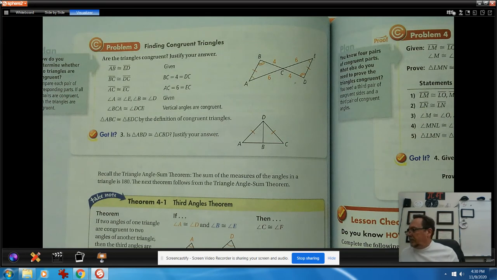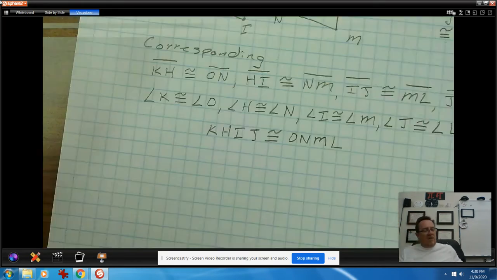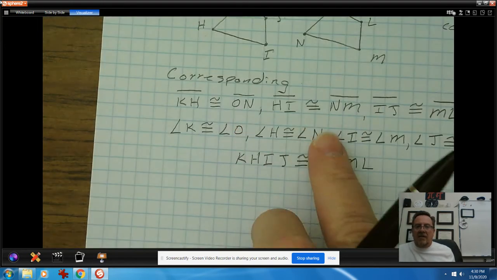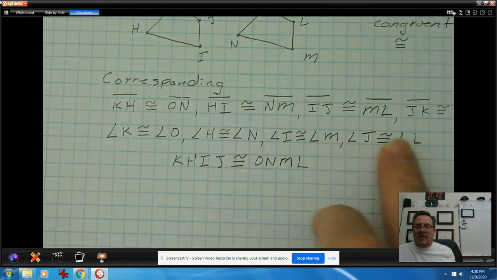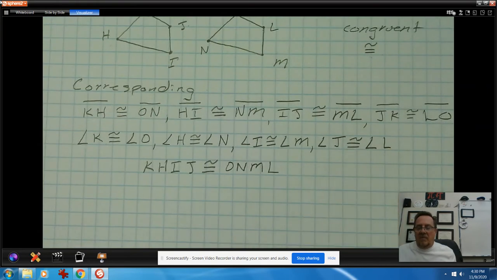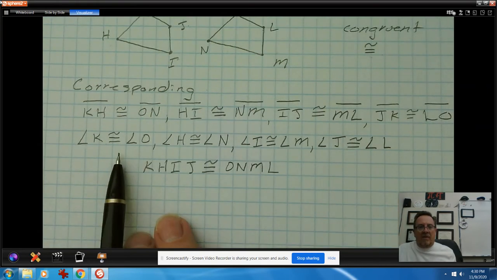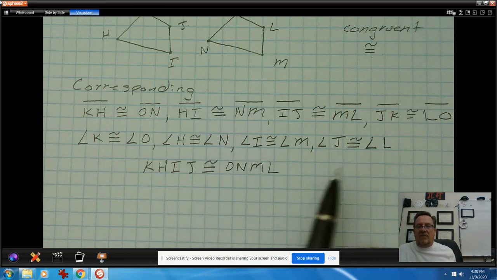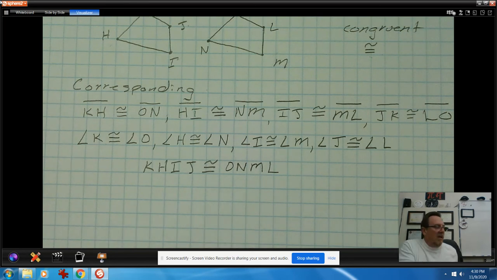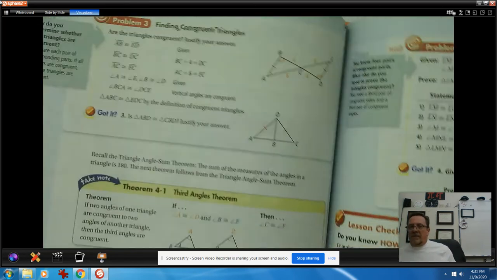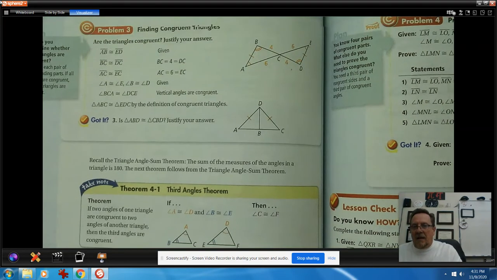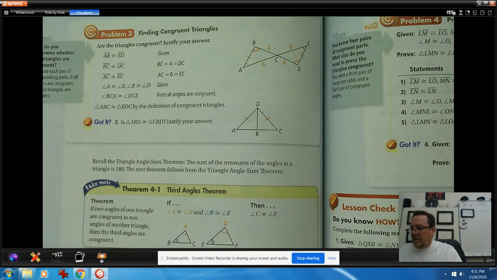Because remember, when we look at the corresponding parts, we should look at the sides, right? Make sure that all the sides have the same length. But then we have to go back through and make sure that all the angles have the same measure. And if that's true, then we could make the statement that the figures are congruent. In this, we've made sure that all the sides are the same, but now we should go back and make sure that all of our angles have the same measure.